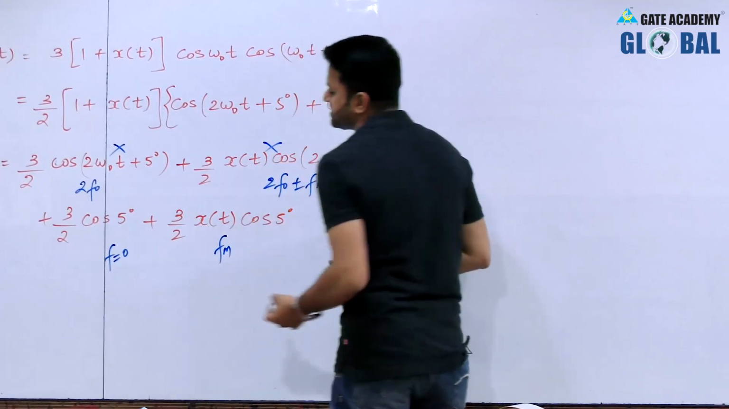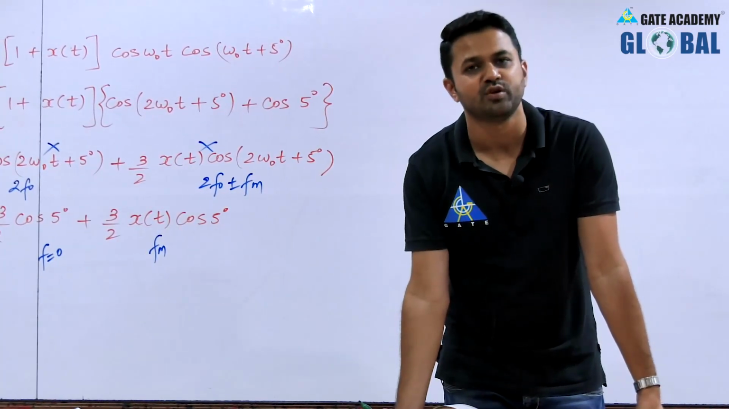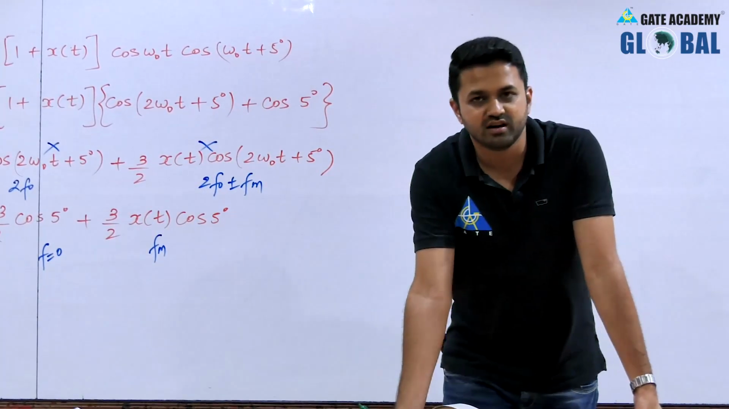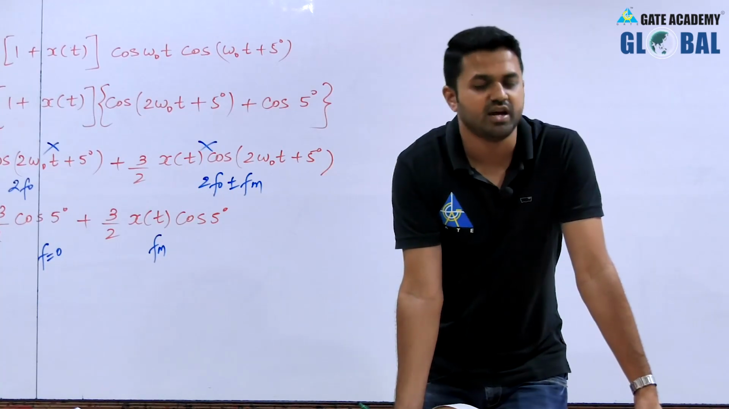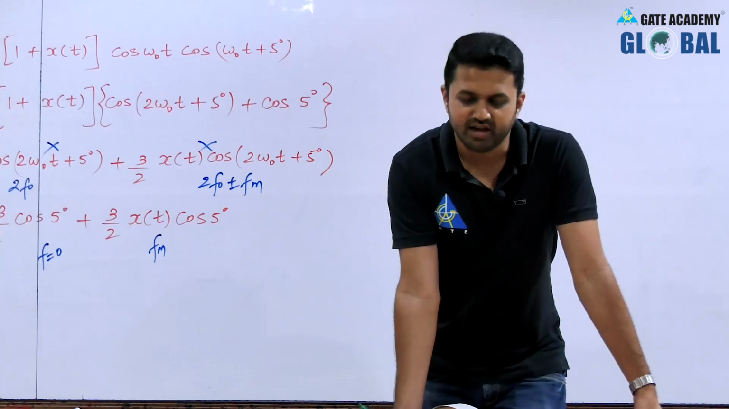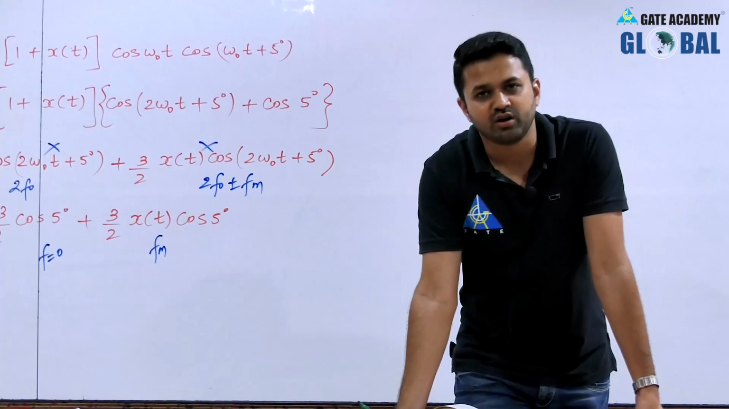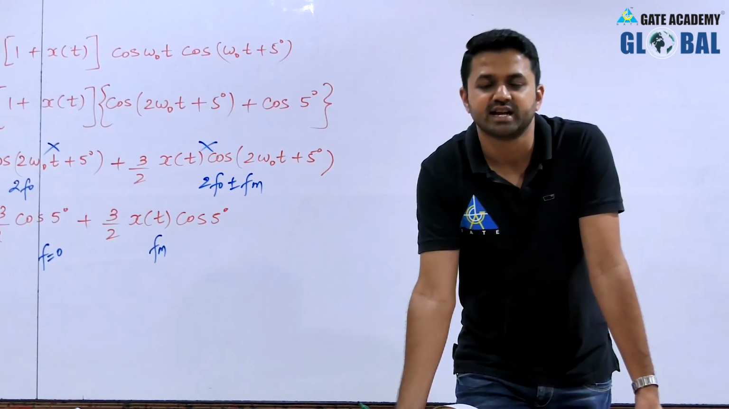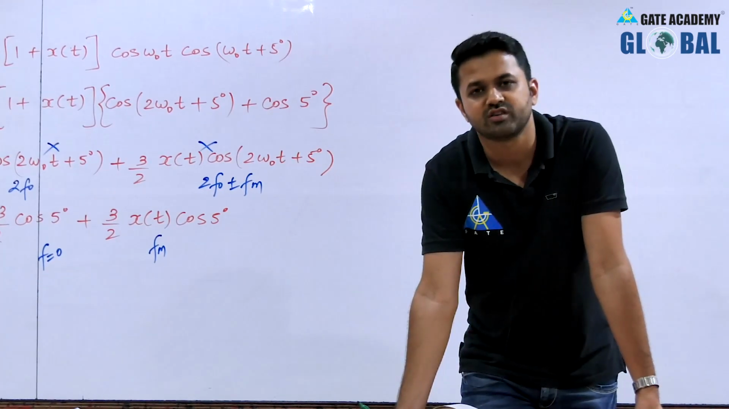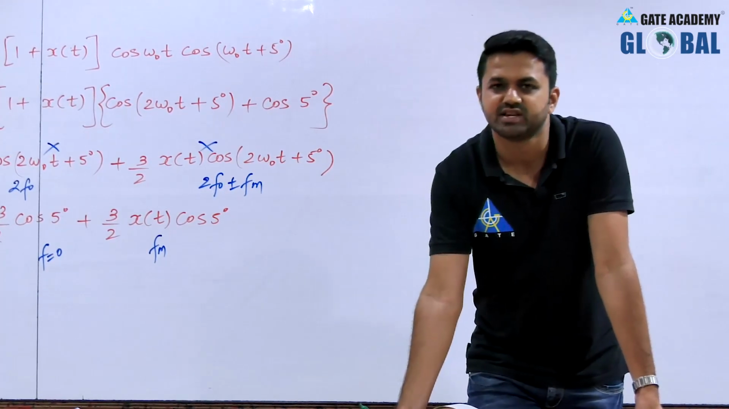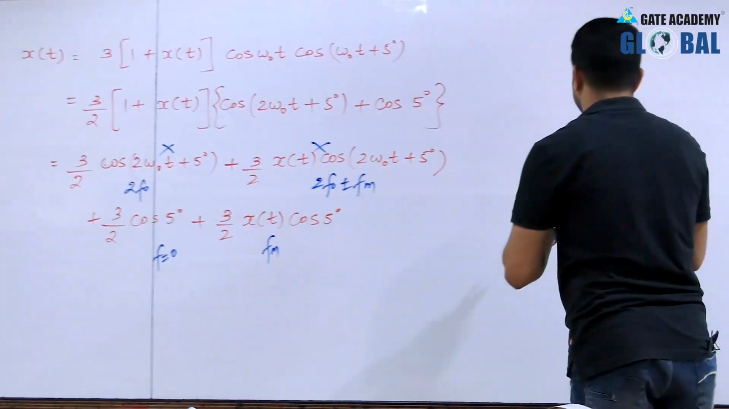The remaining terms have frequency fm and frequency 0, because it is not given that there is a DC blocker. So, we have to consider the DC value as well, because in the options an impulse is given to us, and we know that when f equal to 0 is present at the output, that means an impulse is present. If an impulse is given in the option, then we have to consider it because a DC blocker is not given in the question. If a DC blocker was given, then obviously we would have to block it. So, we will get these two at the output.